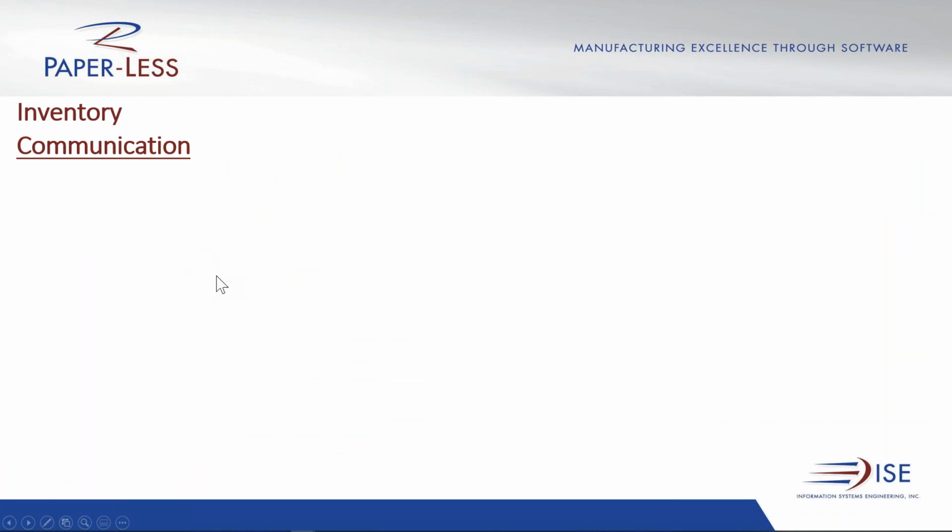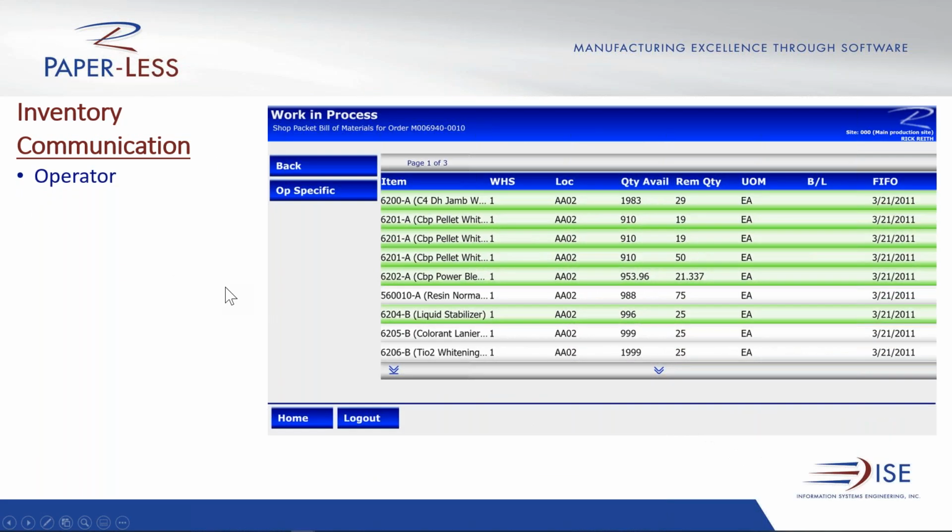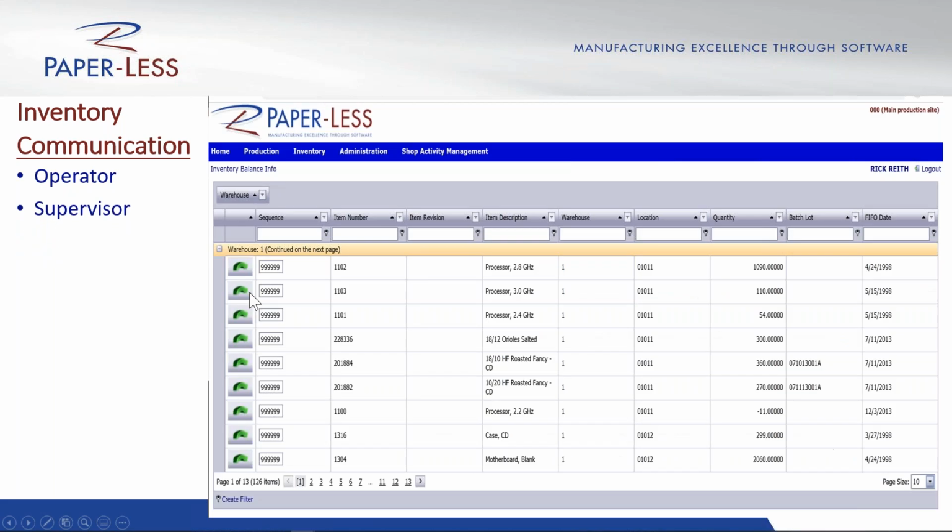The next thing we're going to go into is inventory communication. Again, this was at the operator level where you can actually see what you need to use from a component standpoint to manufacture this end item. You can also look at it from a supervisor standpoint to say, hey, these are the components that are available. You can actually dictate the sequence as far as what material is used first, second, third, fourth.